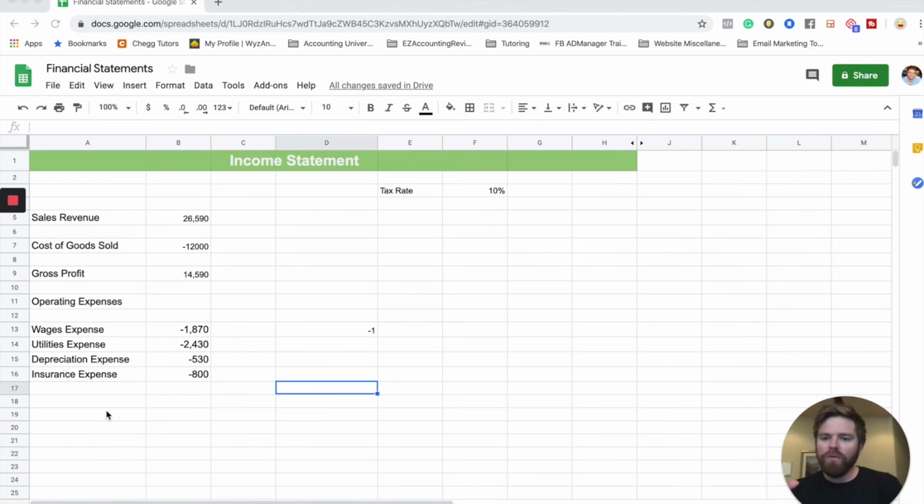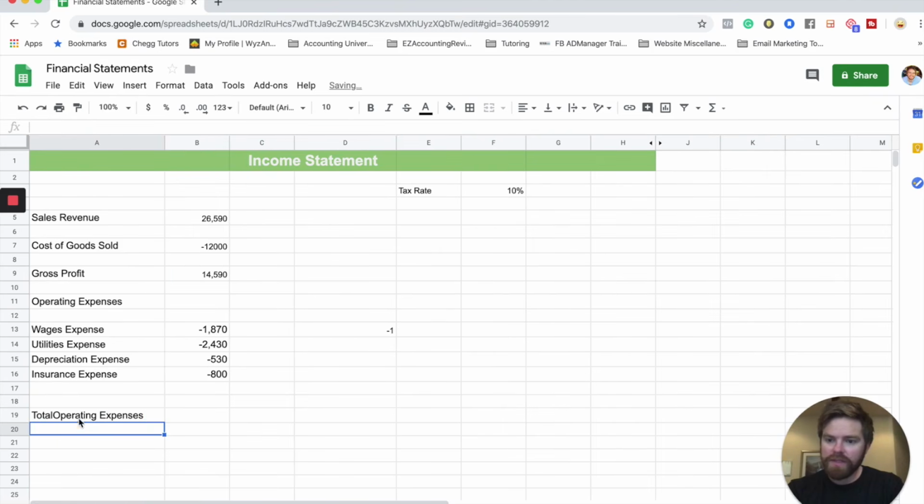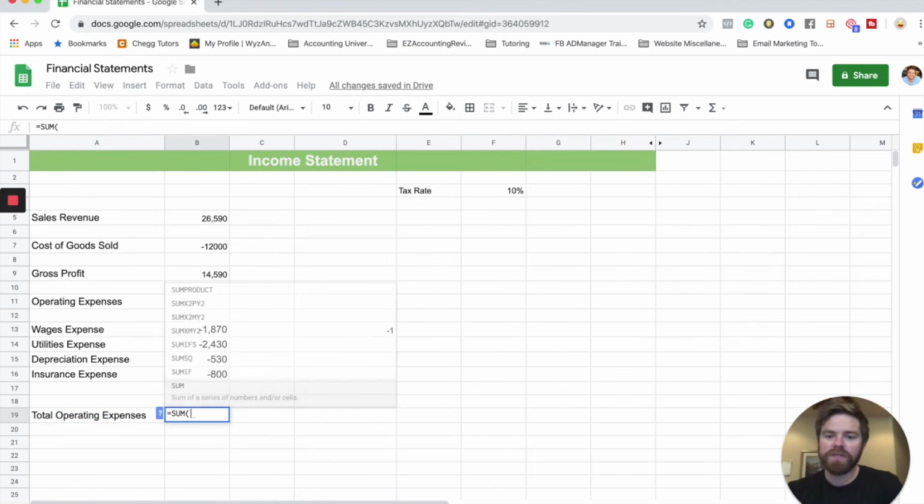But now these are all of our operating expenses. So we're going to go ahead and add these up, and we're going to title it total operating expenses. So let's go ahead and add that in here. Total operating expenses. Now, it's just going to be the sum here. So let me make sure I got a space. So there we go. Let's just sum these up.